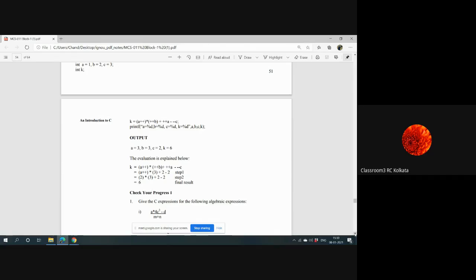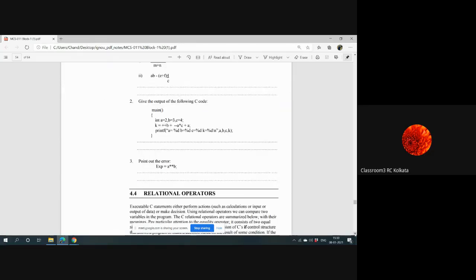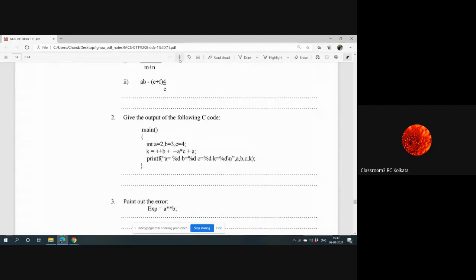Now you can do this one. Do it right to left. Question number 2: do the number 2 work. Give the output of the following C code. You have to give the present values of A, B, C and K. Just take 2 minutes and do the sum.